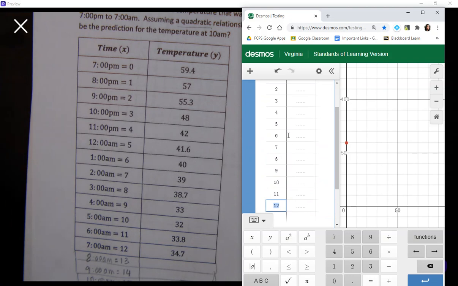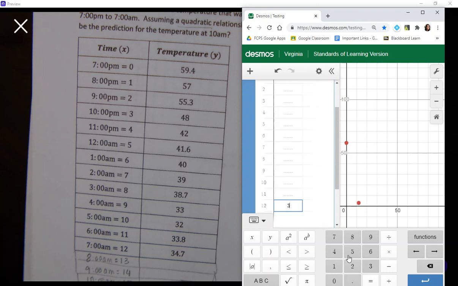And I can only go up until 12. I cannot do 13, 14, 15 because I don't have any y values for it. So I have to stop here at 12, which is 34.7. And I do have to go in and fill in all these numbers, like 33.8 and so on.